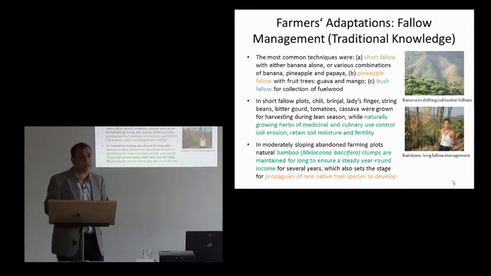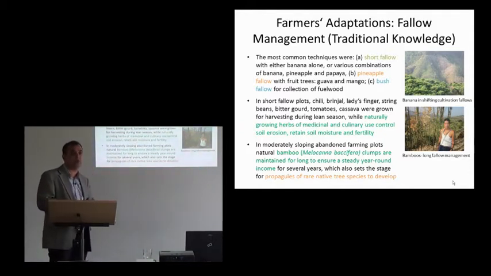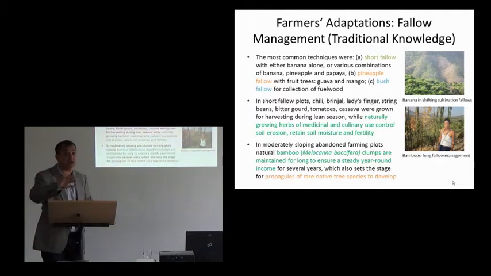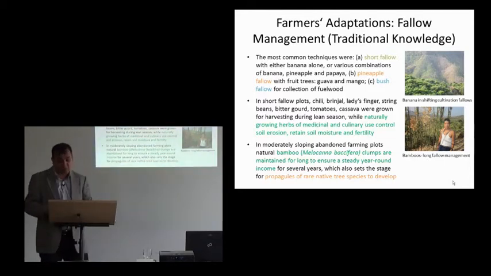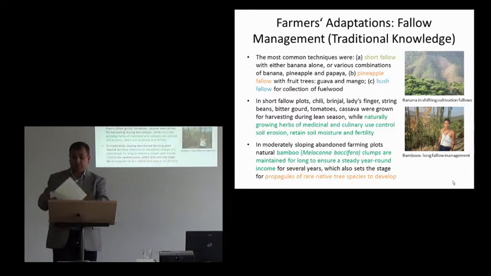So we scientists are proved wrong, because in the shifting cultivation plots, some of the native trees need to be burned, but farmers can also take measures so that these trees can come back again. So this kind of long fallow is very important for them to get back those native tree species.